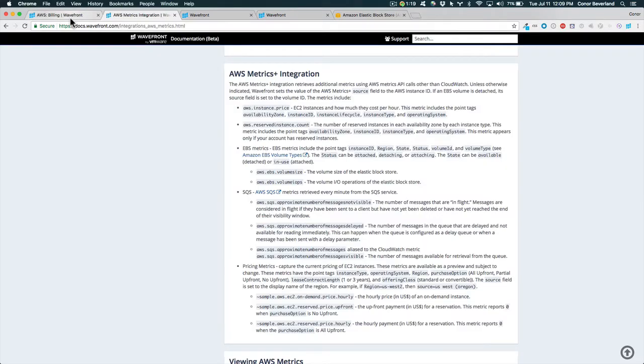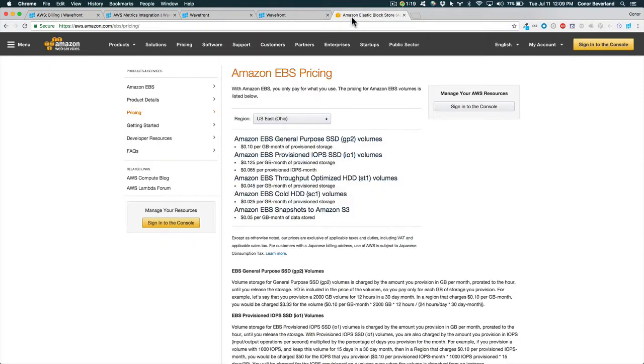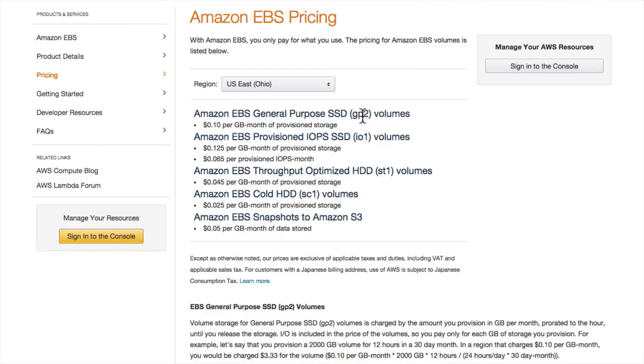And one of the nice things about having that as a metric in a system like Wavefront is you then know how much you're spending on EBS, because essentially EBS is priced by the amount that you're using in terms of gigabits per month, which is the volume size, and those IOPS, which is the other metric we collect. But mostly, and certainly for GP2, which is what most people use most of the time, it's just a purely volume size based pricing.